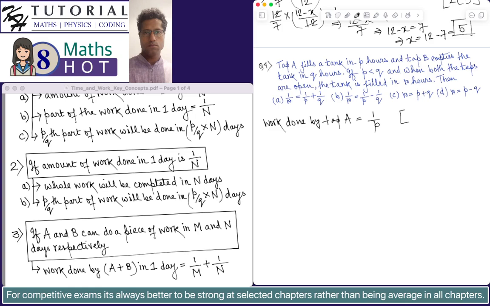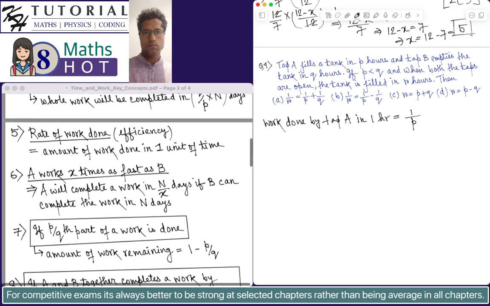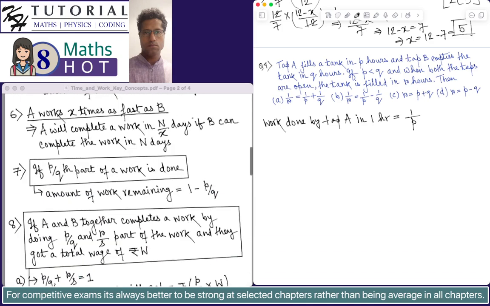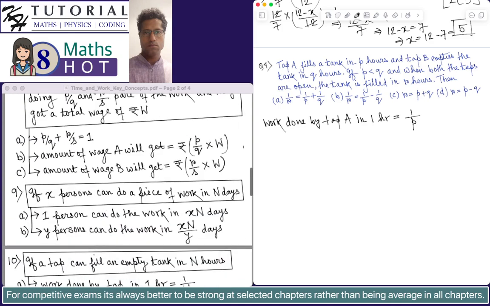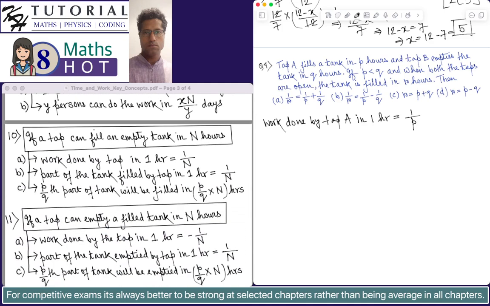So the work done by tap A in 1 hour will be 1 by P. This is based on the concept that if a tap can fill an empty tank in n hours, then the work done by the tap in 1 hour is 1 by n. So this is concept 10a.